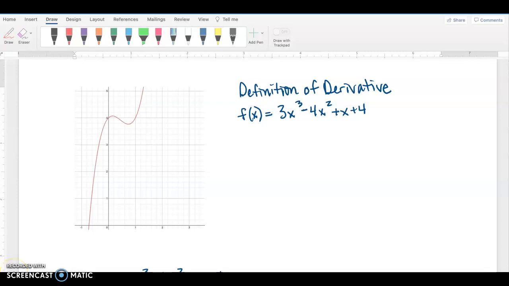Hey everybody, I want to talk to you guys about the definition of derivative and put it in what I think is an easier way to think about it when you start looking at the graph. So we have been studying the slope of a secant line, and I want to get to where we get to this function.